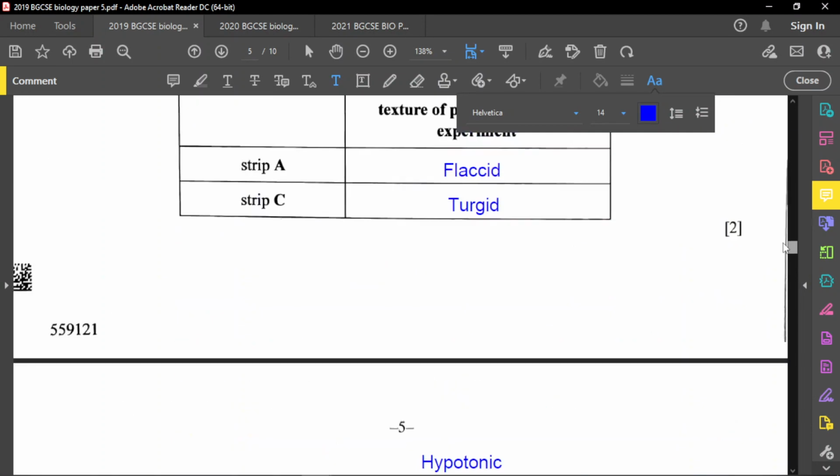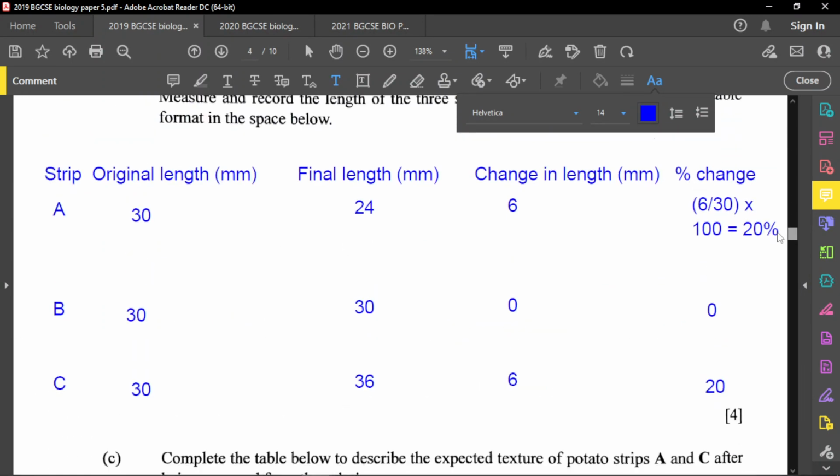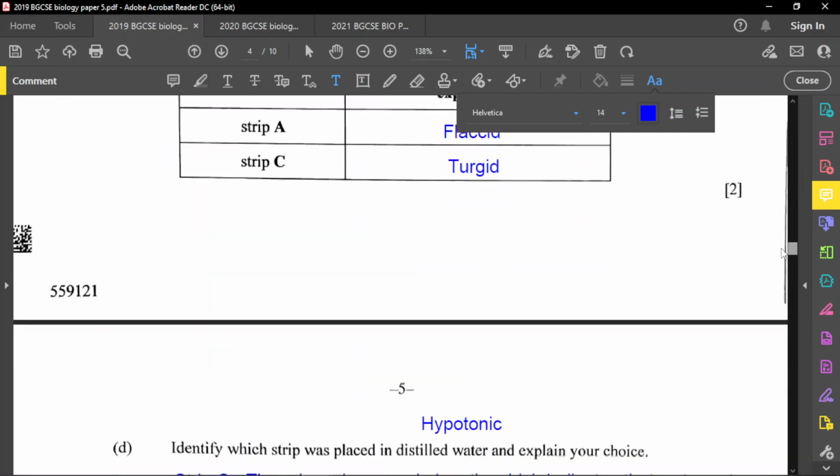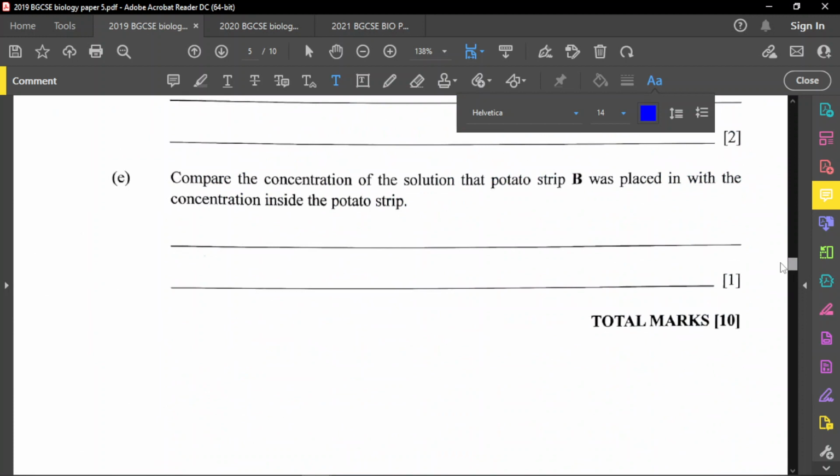B, let me go back to the chart and show you real quick. For B, there was no change, and so therefore the percentage change is also 0. And because there's no net movement of water, the water that was going in is equal to the water coming out, simply because both are the same concentration.